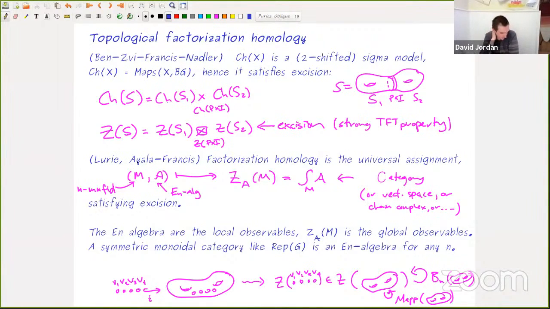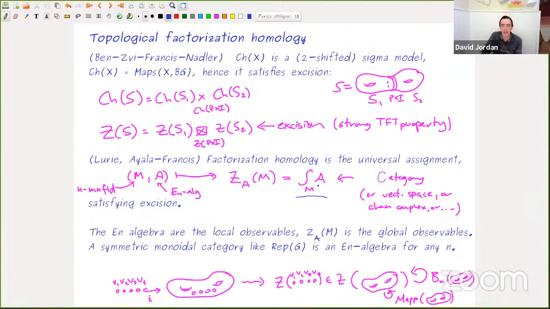Of course, a little bit before this work, Lurie had proposed, and then Ayala and Francis had constructed, a universal invariant called factorization homology, which satisfies this excision property. So factorization homology is a machine. You plug in two things, an n-manifold called M and an E_n algebra called A. It spits out an invariant called Z_A of M. And in some places you'll see it denoted like this.